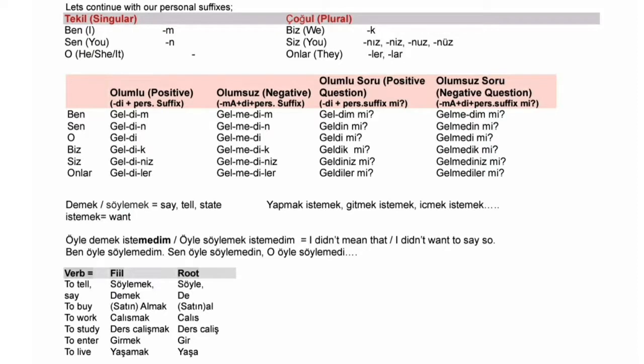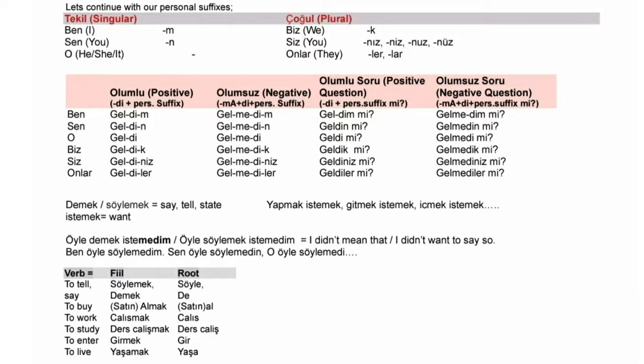Gelmedim mi? Sen gelmedin mi? O gelmedi mi? Biz gelmedik mi? Siz gelmediniz mi? Onlar gelmediler mi? So, let's try with other verbs.